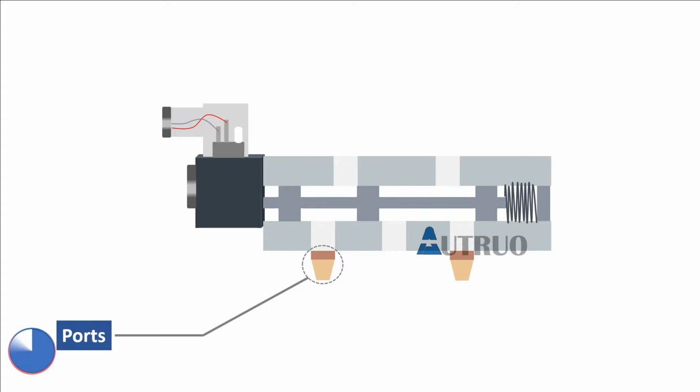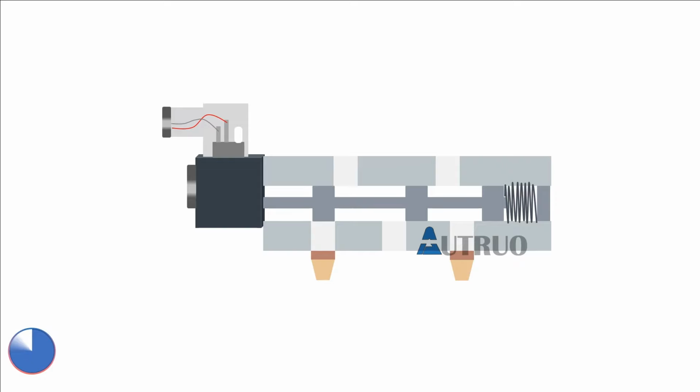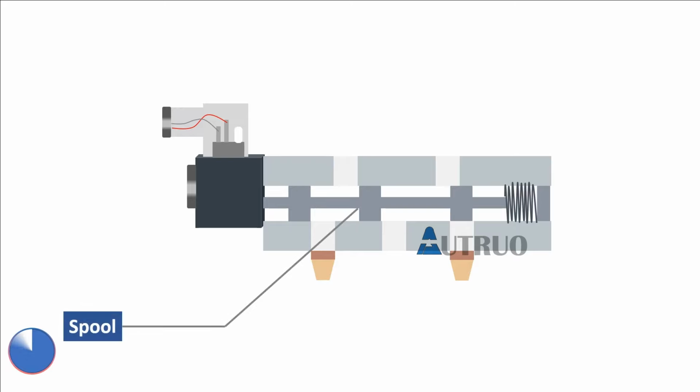In the housing there is a moving part. This part directs the air into different ports when the valve is actuated. The moving part is commonly referred to as the spool.